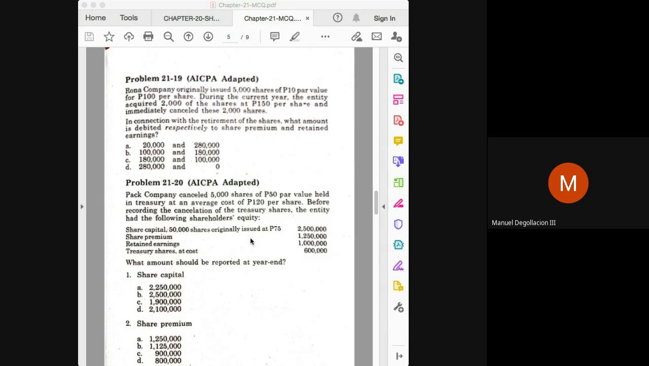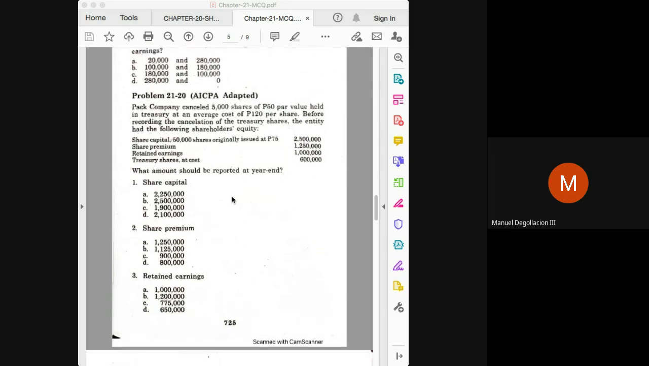Debit share capital 20,000, debit share premium 180,000, and our balancing figure would be your retained earnings, since we do not have any share premium for retirement of treasury shares. So that's why the answer here would be Charlie. The debit to share premium is 180 and the debit to retained earnings would be 100,000.